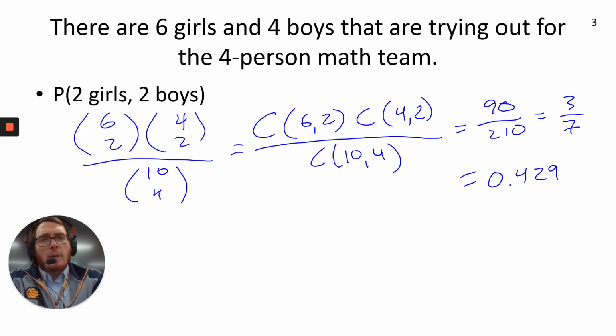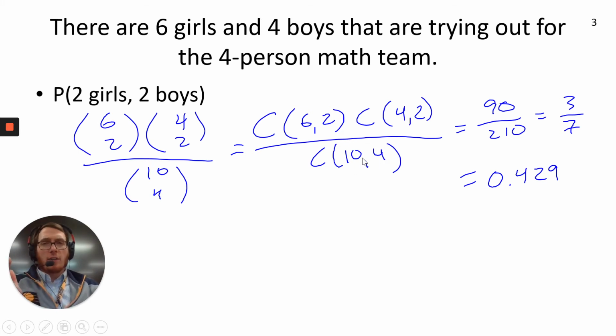And so the easiest way to find this answer is to first figure out the total number of ways you could pick from the 10 people, 6 girls and 4 boys. There's 10 people total, and you find the 4-person math team. So you'll notice the denominator is the combination of 10 choose 4 people. Okay, that's going to be the same in most questions like this.